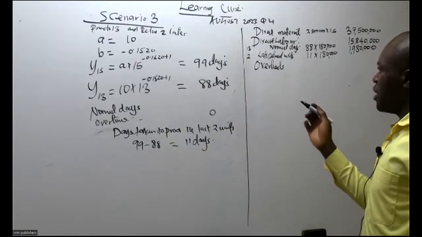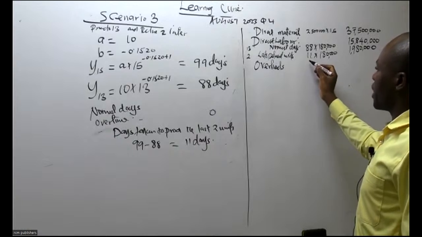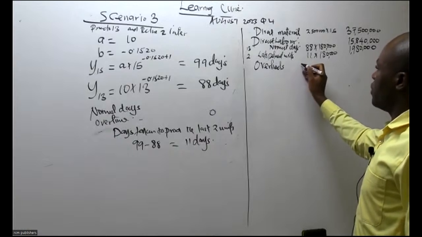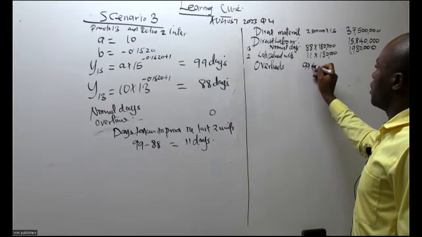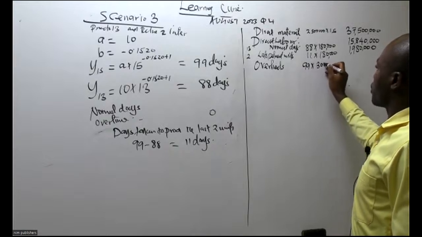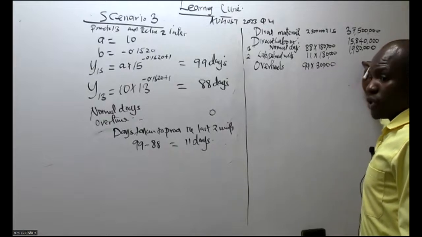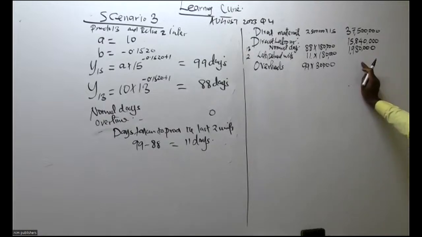So scenario 3, they are trying to take that option of, yes, the overhead will be 99 times 30,000. Tutakuwa na ngapi hapa? 99 by 30,000. 99 by 30,000 ni ngapi?